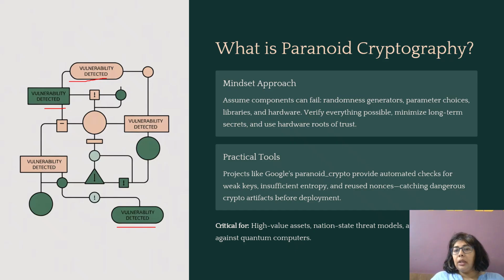Practical tools are projects like Google's Paranoid Crypto, which provide automated checks for weak keys, insufficient entropy, and use of nuances, catching dangerous crypto artifacts before they are deployed.